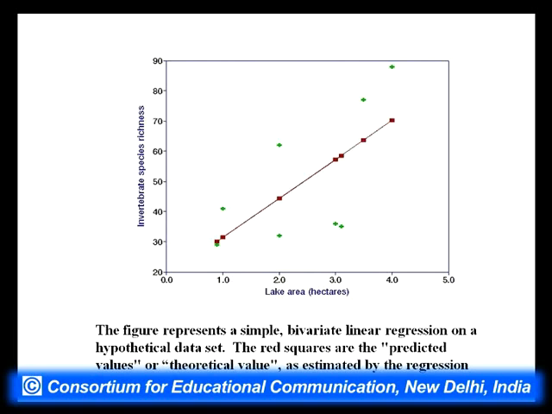So the figure represents a simple bivariate linear regression on a hypothetical data set. The red squares that you see are the predicted values or theoretical values as estimated by the regression line, while the spread of the cases can be at other places. So this is again the graphical representation of the case and the theoretical line, which is the regression line. You have to understand that some of the cases can be treated as outliers, and not all the cases are touched by the regression line, and cases sometimes can be a little away from the theoretical line.